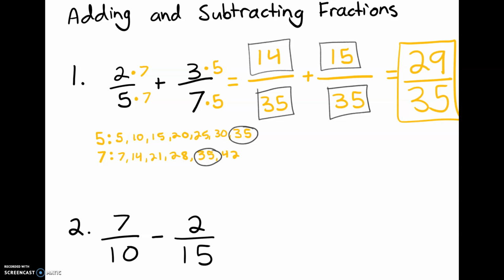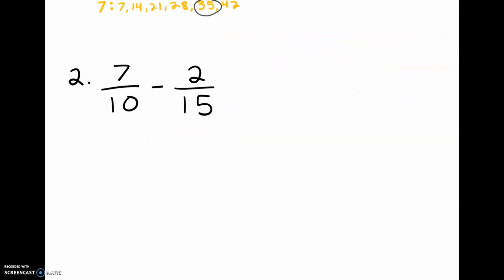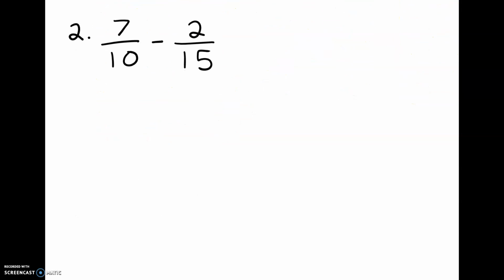All right, another example. Question number 2, we have 7/10 minus 2/15. Step 1, what's our common denominator going to be? We need to find a number that 10 and 15 can go into evenly. Again, we'll start by listing off some factors. We got 10, 20, 30, 40, and then let's do some 15s. We have 15, 30, 45. Oh, and I notice, sweet, they have 30 in common.